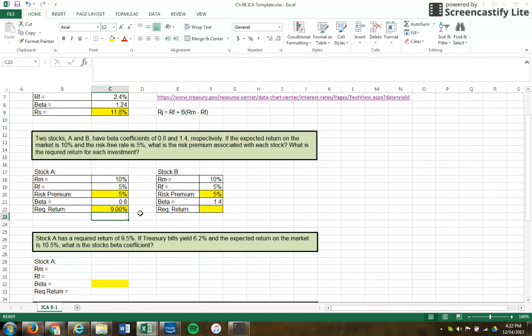So the required return on stock A is 9%. And if I do it right, we'll do it again over here. We have our risk-free rate plus beta times our risk premium. And that one would be 12%, which would make sense. This one has a little bit higher level of risk, and therefore it requires a little bit higher return that we see. Okay, let's scroll down and look at the last one here.